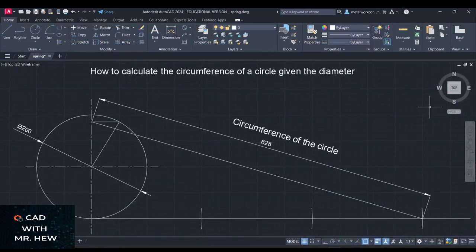All right, so here's the finished drawing. How to calculate the circumference of a circle given the diameter. So you would realize that we didn't use a calculator, we didn't use a formula per se, and we didn't use any calculator at all. We just used a simple geometrical, mathematical principle to find the circumference of the circle. Did you get the same circumference when you worked it out by yourself? If you did, good job.